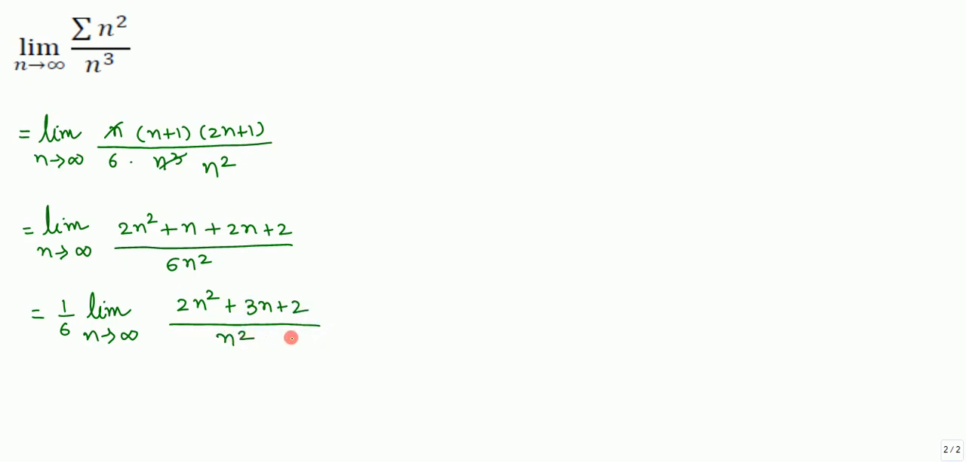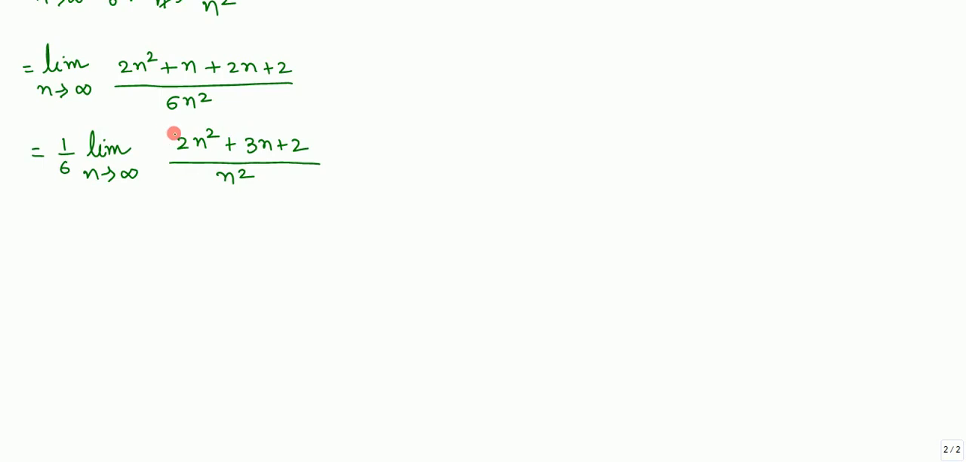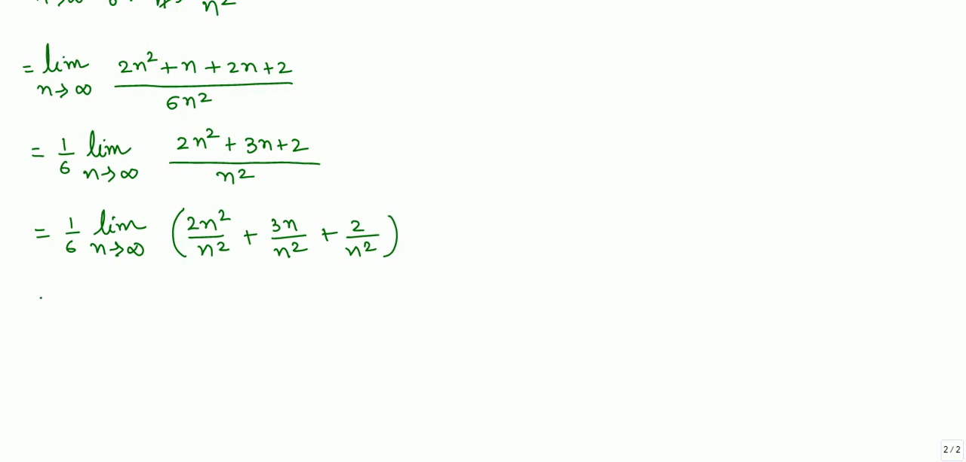Okay, now there is no need to divide top and bottom by n square, because the denominator has a single term, so directly divide by n square. Dividing each term by n square, we will get 1/6 limit n tends to infinity, 2n square by n square plus 3n by n square plus 2 by n square. Now n square cancels out, what is left? 2 plus, n cancels out, 3 by n plus 2 by n square.